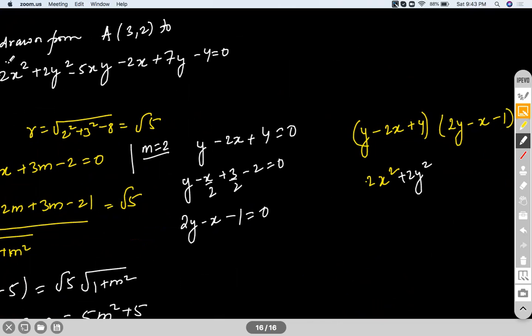So this term is also okay. The xy term will be minus xy, and this is minus 4xy, so minus 5xy. Minus x into 4, that is minus 4x, and plus 2x, which is minus 2x. The y term will be minus y plus 8y, 7y. And 4 into minus 1, minus 4. So this is the desired answer.